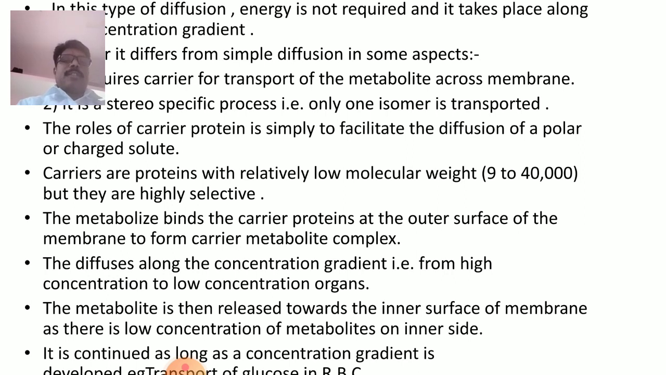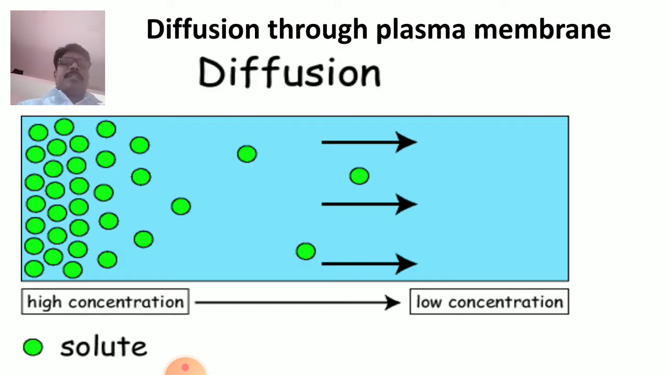It diffuses along the concentration gradient, from high concentration to low concentration. The metabolite is then released toward the inner surface of the membrane, as there is a low concentration of metabolites on the inner side. It continues as long as the concentration gradient is downhill, for example glucose in RBC. Now simple diffusion: see this, the higher concentration of the gradient passes toward the low concentration, that is, the solute passes toward the low concentration through the plasma membrane pores or channels.